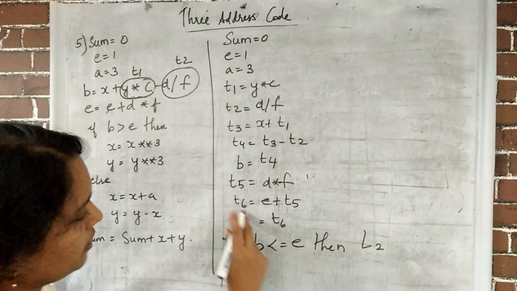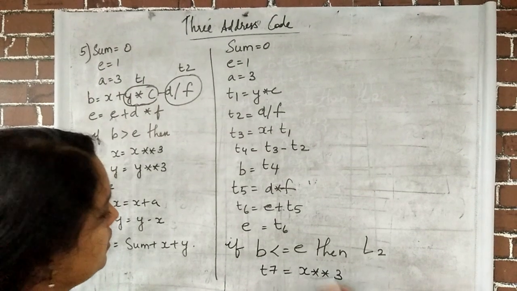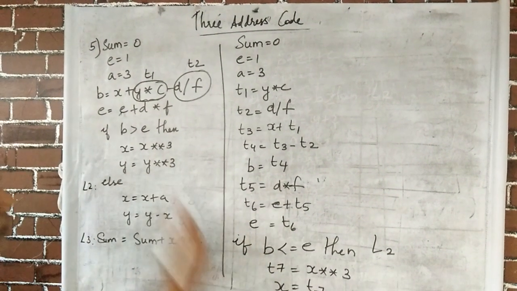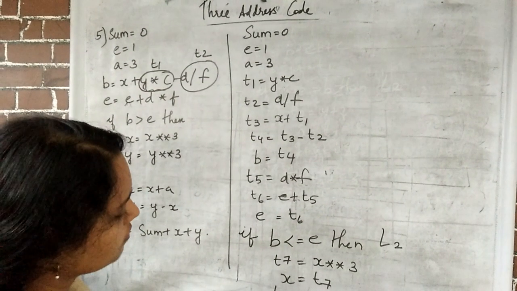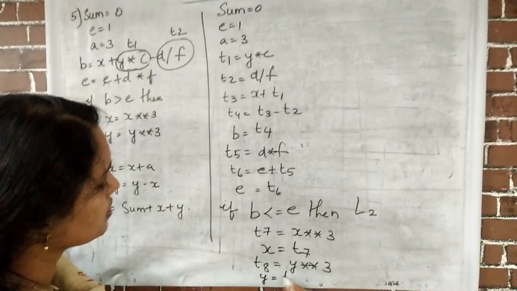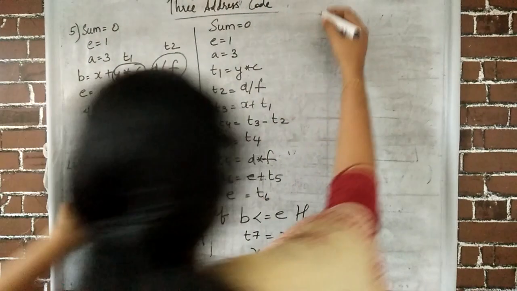T1 to T6 we have used. T7 is equal to x star star 3. Again, it has to be assigned to x. Now, we have T8 is equal to y star star 3. Again, y has to be assigned with T8. Okay, this is over. Now, the L2 portion.